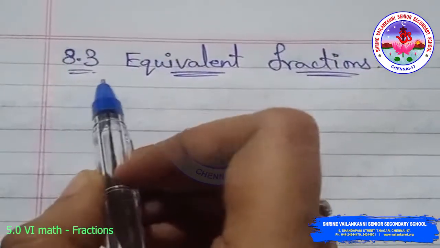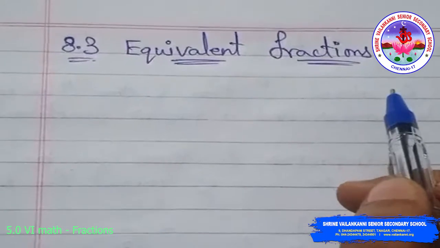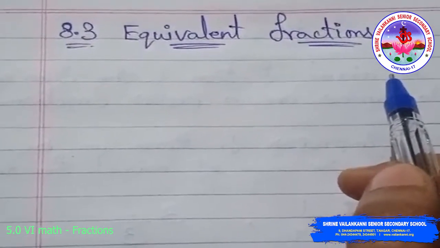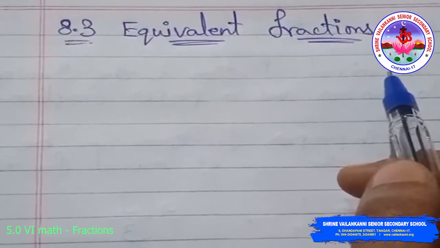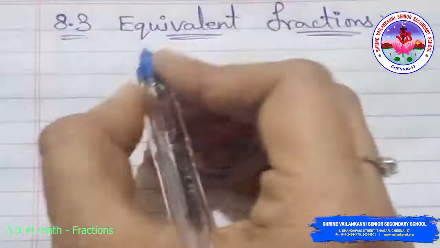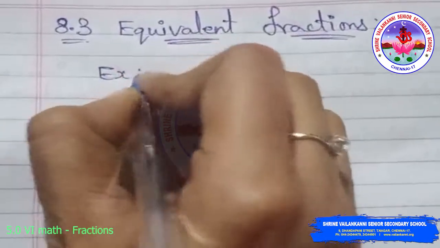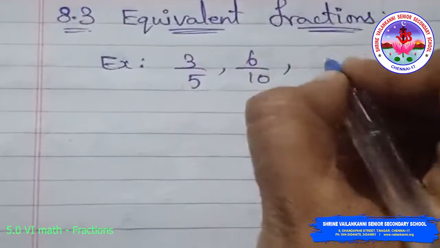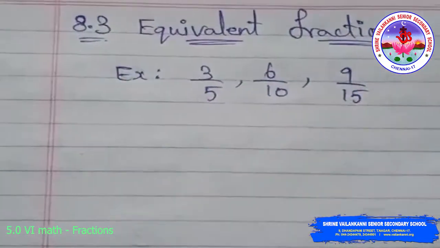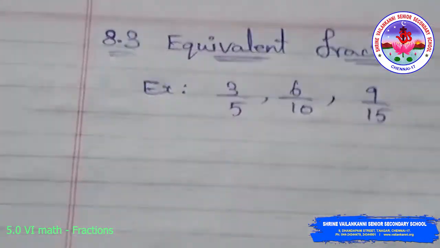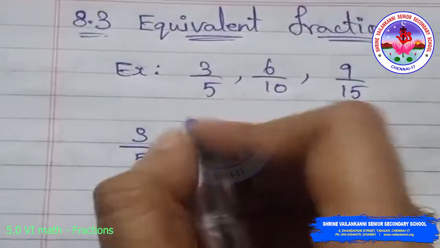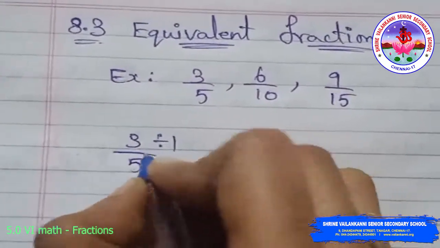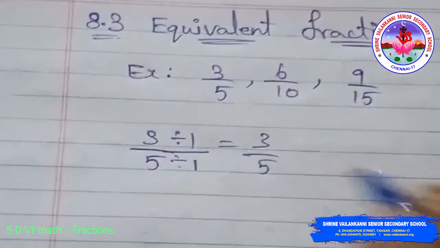The next topic is 8.3, equivalent fractions. Fractions which are equal when reduced to their lowest terms are called equivalent fractions. For example, 3 by 5, 6 by 10, 9 by 15. These are equivalent fractions because 3 by 5, the common divisor of numerator and denominator is 1.